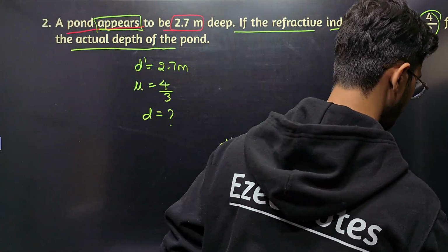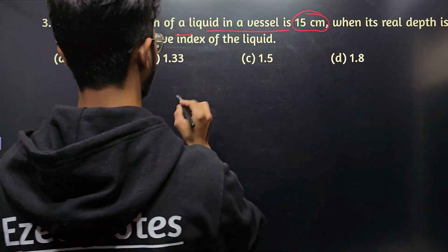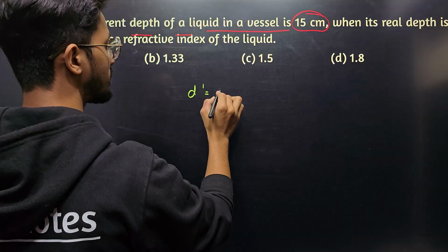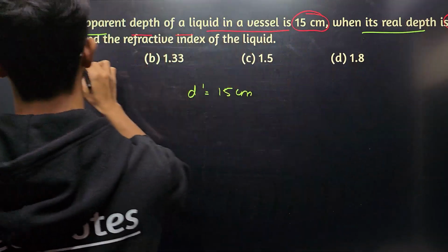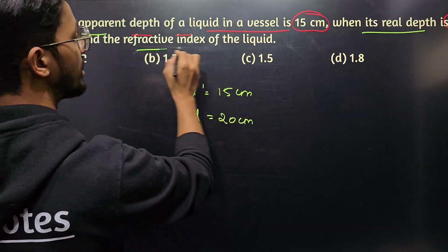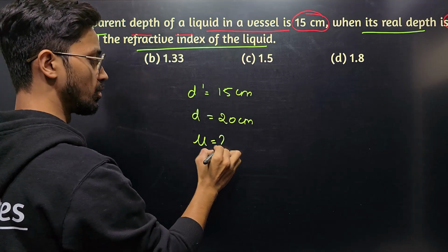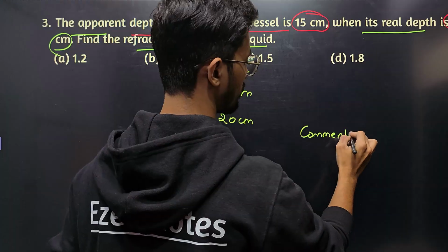Next. The apparent depth of liquid in the vessel is 15 centimeter. D dash is 15 centimeter. When its real depth is 20 centimeter, D is 20 centimeter. Find its refractive index. You can find mu easily. So comment down the mu of this question.